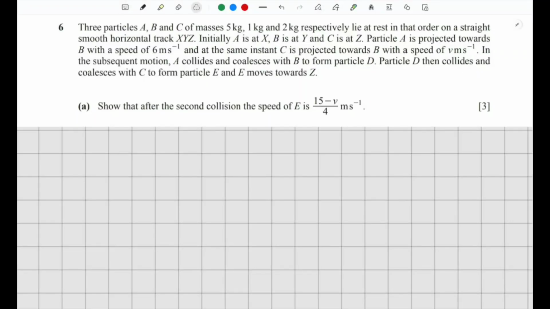Question number 6, 3 particles A, B and C. So side by side, let's make the diagram. A, B and C.